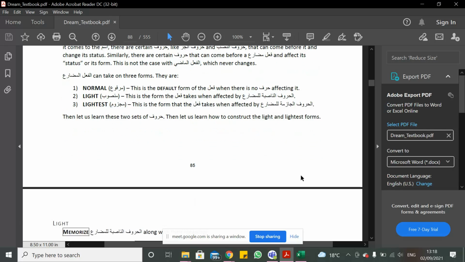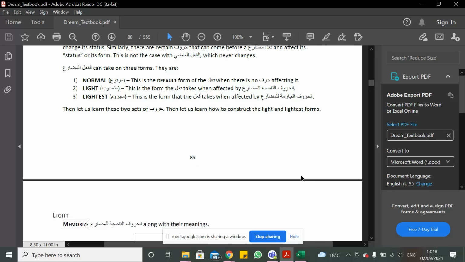Is that just a translation of mansoob and majroor? Mansoob is something that has been put into nasab form. Majzoom is something that has the effect of a jazm, like sukoon. So nasiba make it mansoob and jazima make it majzoom, like jar makes it majroor. Is that clear? That's clear. I just don't understand what is meant by light and lightest. We will see, inshallah.